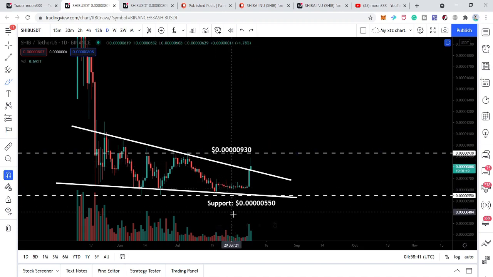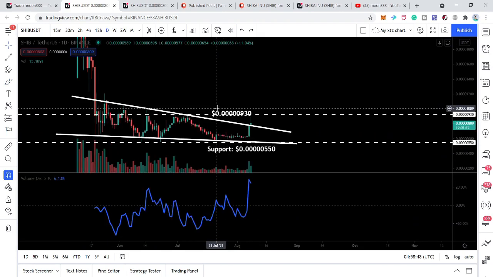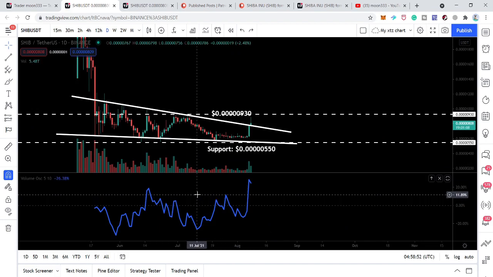And if we take a look at the volume, then we are having nice volume right now. To measure the power of buying volume right now, I have placed here the volume oscillator indicator that tells us the power of buying or selling.